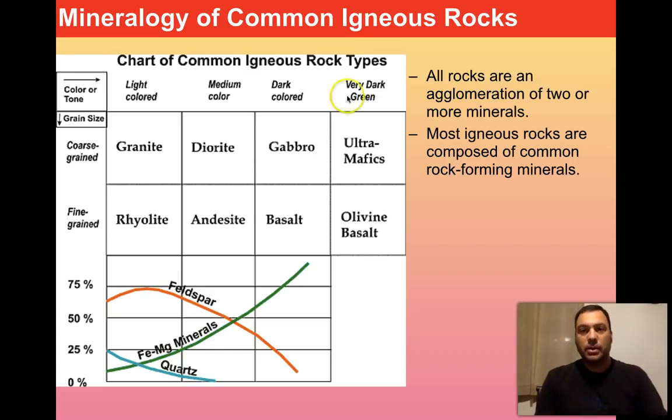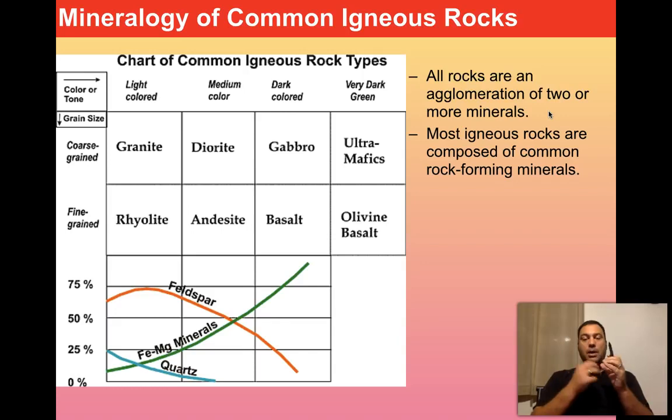All right, so first off, we should define, before we go into this chart here, what a rock is. All rocks are an agglomeration of two or more minerals. That's actually the definition of a rock. It's two or more minerals put together into a single block or substance. Okay? Most igneous rocks are composed of common rock-forming minerals, right? We went over these in a previous lecture. This is your quartz, your feldspar groups, your biotite, muscovite, you name it, it's all there.